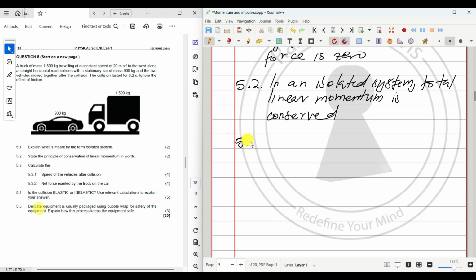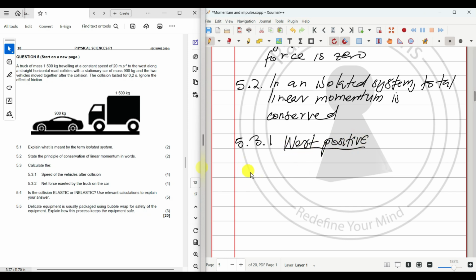Now let's see 5.3, and 5.3.1 says calculate the speed of the vehicles after the collision. You see, they're not saying velocity, they're saying speed. So whatever velocity value we get, we should just ignore the direction and state it as a speed. So for 5.3.1, I will say the west is positive. So to the west is positive.